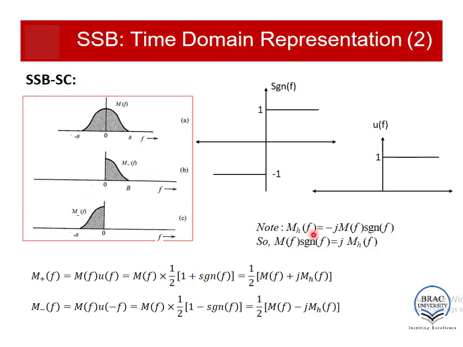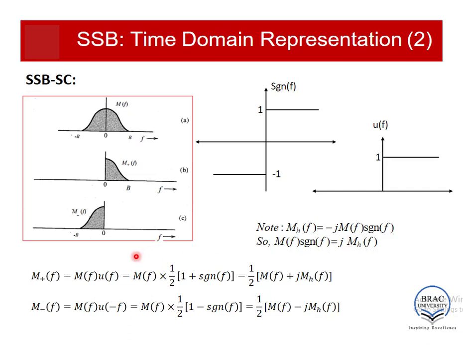Now recall from the previous slide, the Hilbert transformed version of any signal was the spectrum of that signal multiplied by minus j sgn f. If we are considering this M(f) signal, then M_h(f) is actually minus j M(f) sgn f. So if we divide both sides by minus j, then this part will be M(f) sgn f, equal to M_h(f) by minus j. And we all know from the property of j that dividing by minus j is the same as multiplying by j. So M_h(f) by minus j becomes j times M_h(f).